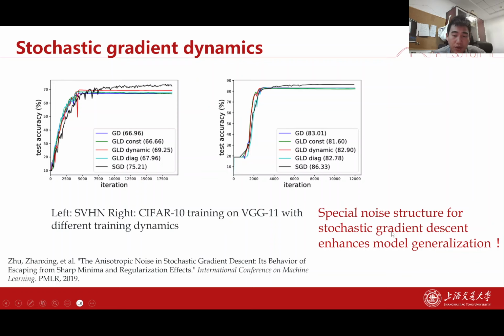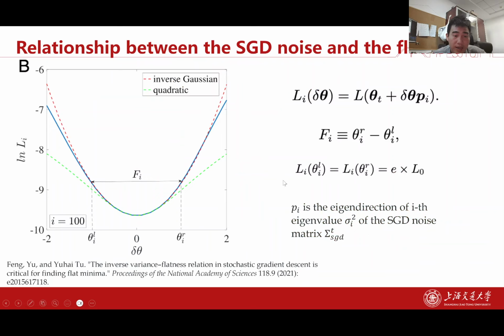But how special is the noise? Let's study it with the flatness of the loss landscape. So how do we define the flatness of a curve? Suppose this is the minimum here, L0 is the minimum here. And now we consider if we want to find another place where the loss is E times L0 here. So this is a fixed increase.